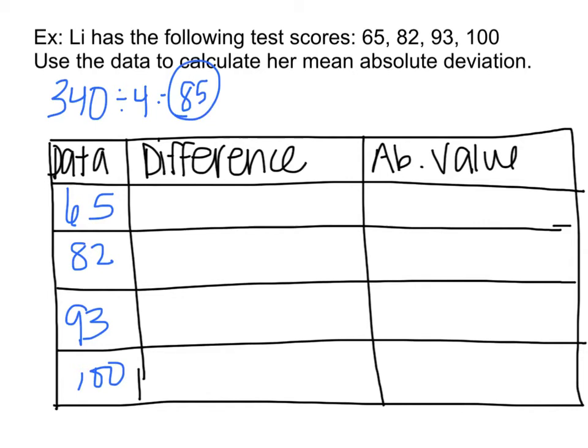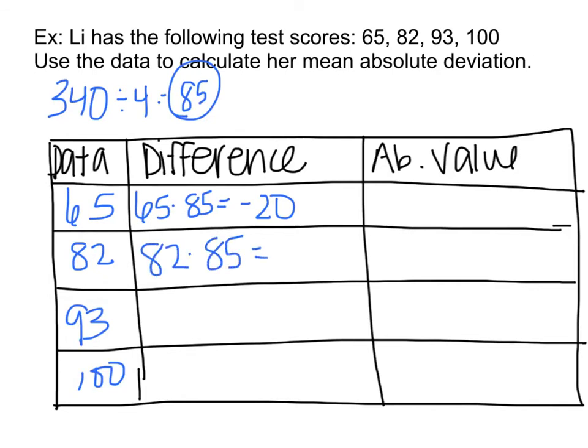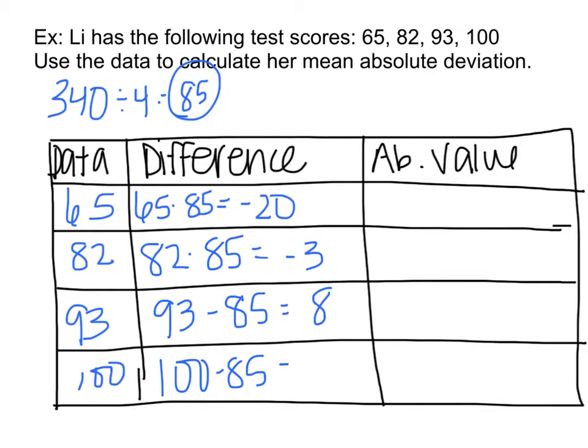So now we want to take the difference of the data and the mean. So 65 minus 85 is negative 20. So 82 minus 85 is negative 3. 93 minus 85 is 8. And 100 minus 85 is going to be 15.